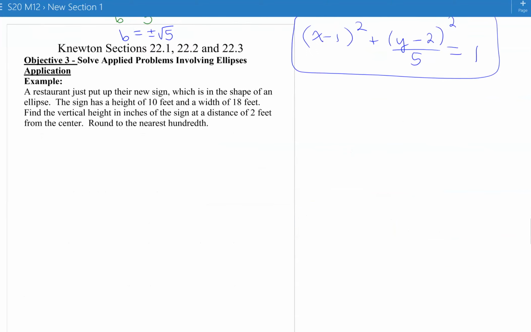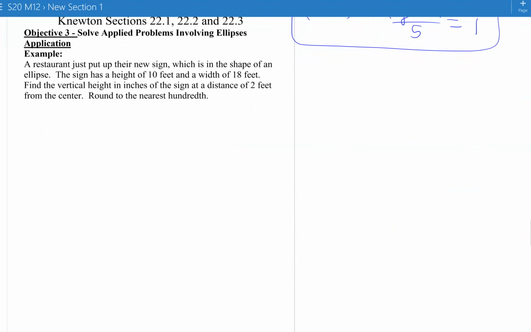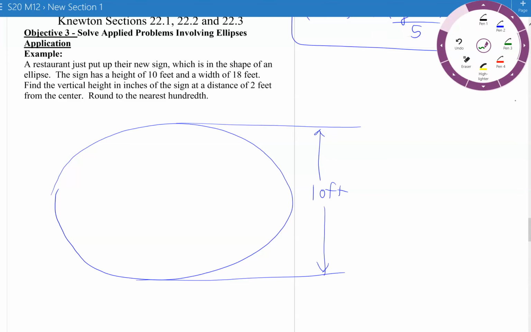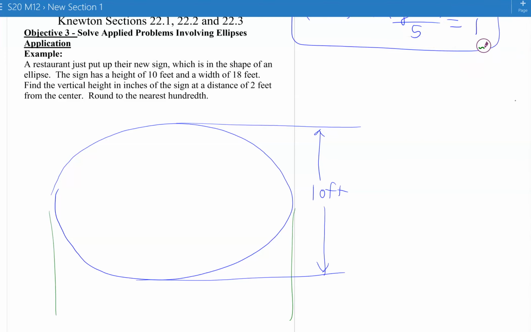So let's look at this application problem where we have a restaurant that just put up their new sign in the shape of an ellipse. The sign has a height of 10 feet and it has a width of 18 feet.